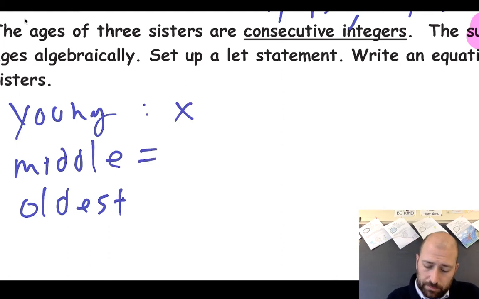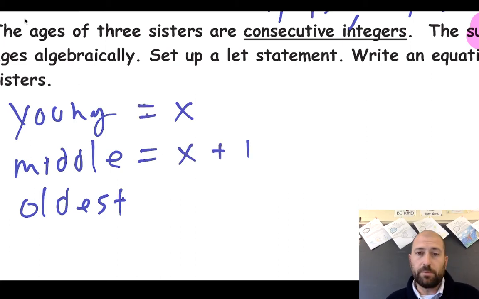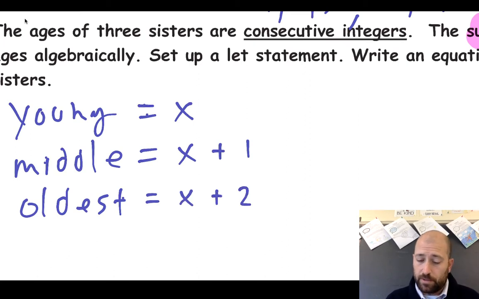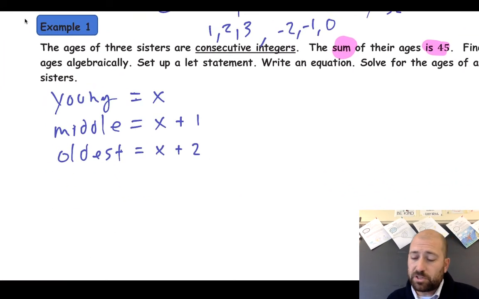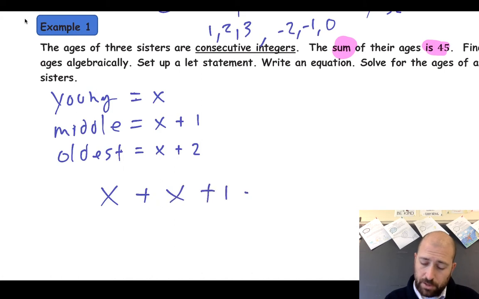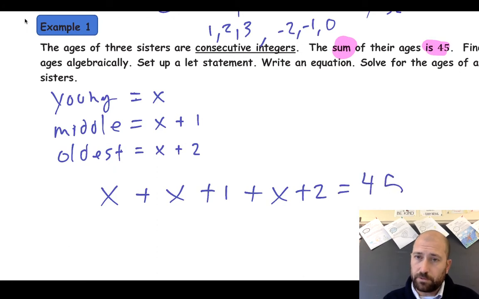So the middle, we can say, is the youngest plus 1 more year older, right? So if the youngest is 10, the middle would be 11. That would make the oldest 2 years older than the youngest. So there are my consecutive integers. Starts with a number I don't know, then I add 1 to it to get to the next integer, add 2 to it to get to the third integer. Right? It's set up. The sum of their ages: I'm going to add the youngest plus the middle plus the oldest. So the youngest is X plus the middle, X plus 1, plus the oldest, X plus 2, gives me a sum of 45 years old.